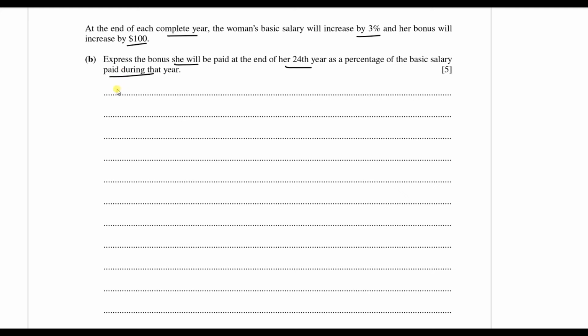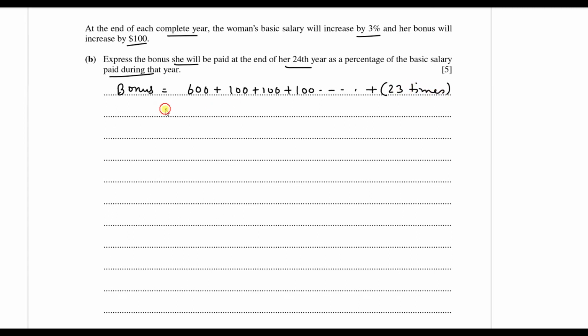So first of all, we will calculate the bonus. We can see from here it is 600 initially, and then every year it is 100 plus 100 plus 100 and so on. How many times? 23 times. Why 23 only? Because we are calculating the 24th year, and the first year is 600 only. So 23 times.